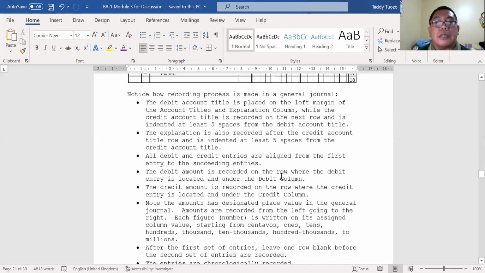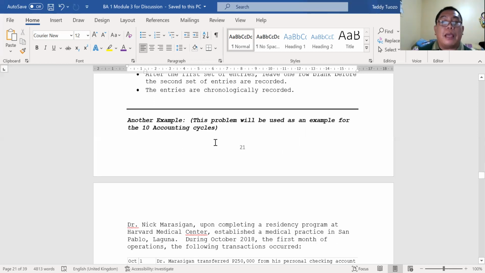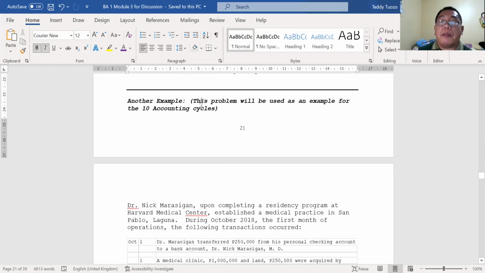Notice how recording process is made in General Journal. The debit account title is placed on the left margin of the account titles and explanation column, while the credit account title is recorded in the next row and is indented at least 5 spaces from the debit account title. Actually, this is only a summary of what I have discussed above, or how I presented the account title in the journal entries above. So I have here another problem. So as I've said, this problem ko no ako gamiton for the 10 example for all account aton 10 step, step number 1 to step number 10.